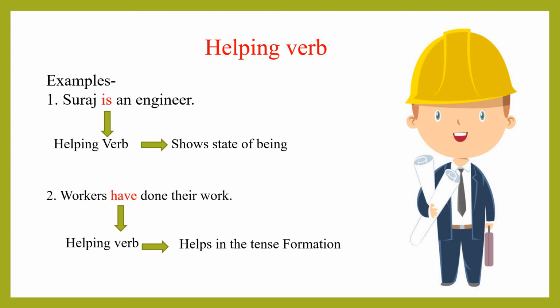Verbs that help in the formation of tense or mood are generally helping verbs, and they are also used to show the state of being. Helping verbs are of three types. First, to be verbs, and those are is, am, are. Second, to do verbs, and those are do, does, and did. Third are to have verbs, and they are has and have. They help in the formation of tense and mood.